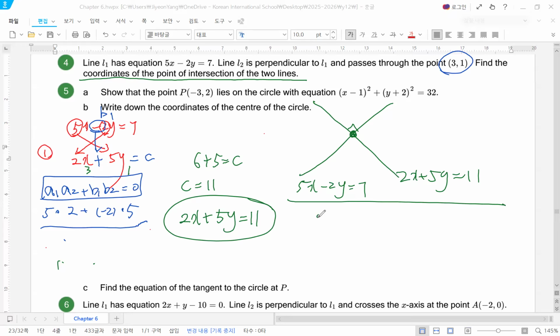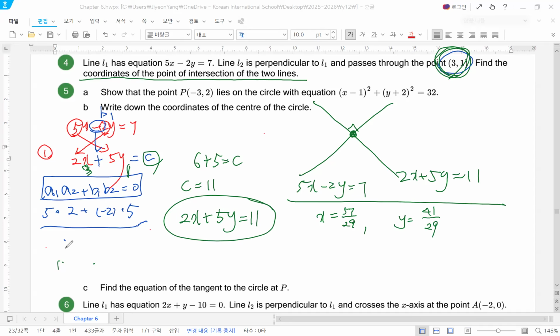Okay, students, please tell me what's the value of x? 57 over 29, and value of y? 41 over 29. Okay. Can I move? Yes. The 3,1, the x coordinate and y coordinate, you should substitute here to find c. Okay.